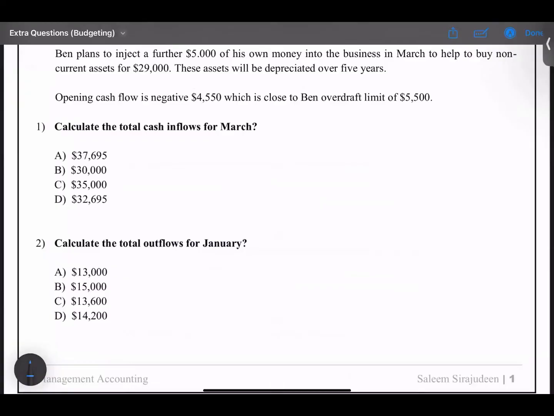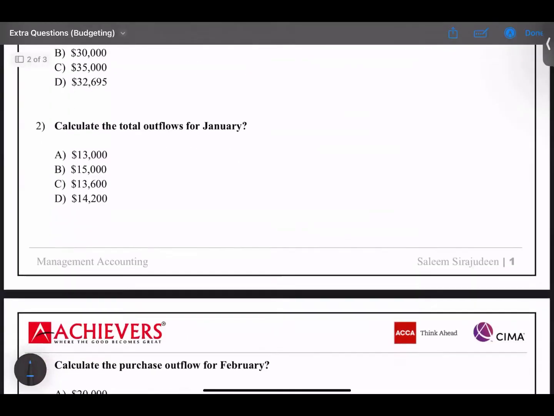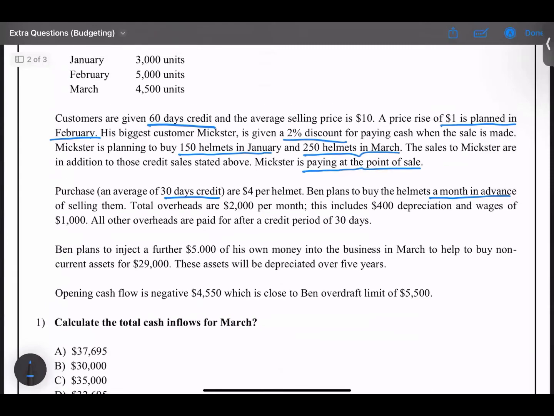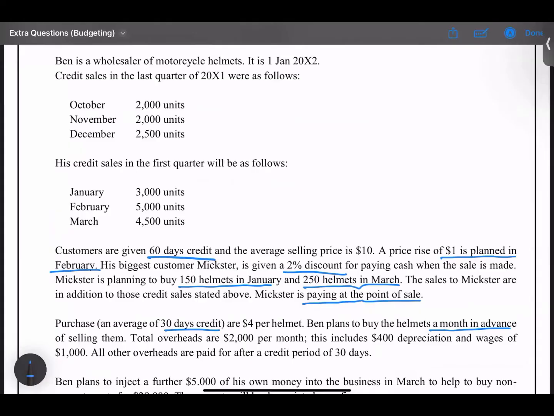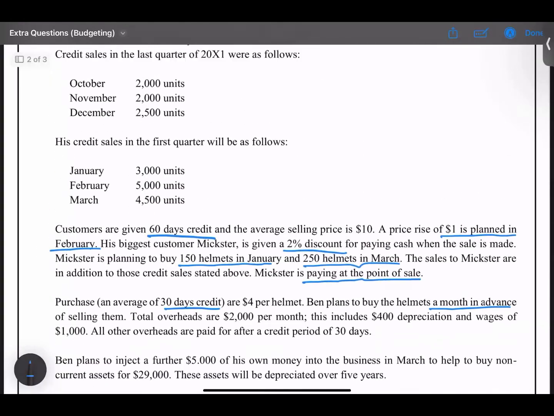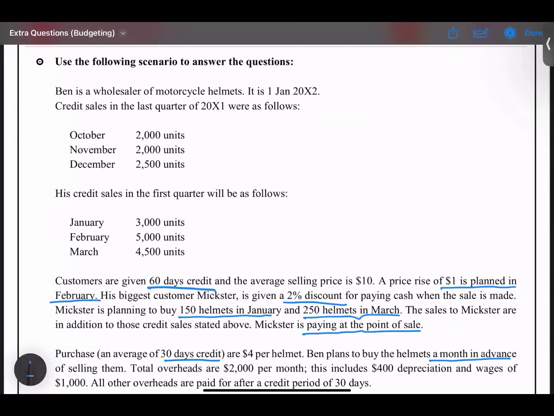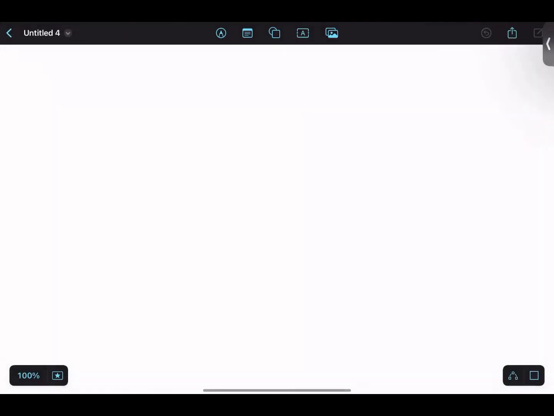The first question is to calculate the total cash inflows and the total cash outflows. In order to approach the question, let me prepare the entire cash budget. After that, using the cash budget, we can answer the questions one by one. So first of all, if we prepare the sales, we have October, November and December, and we have January, February and March.